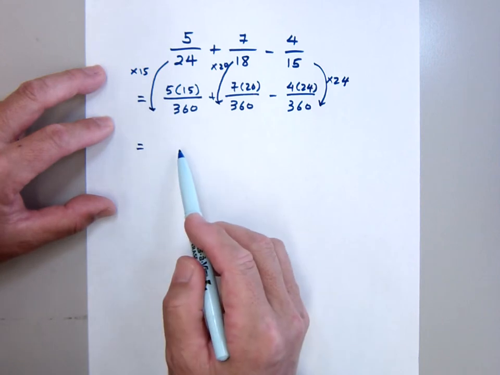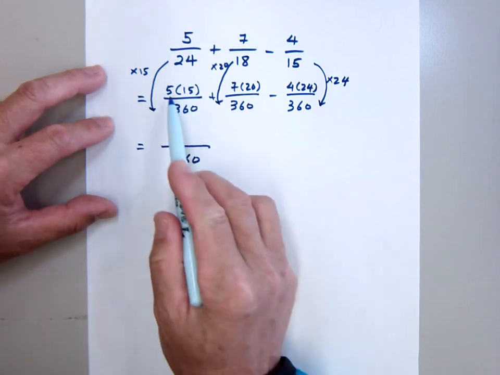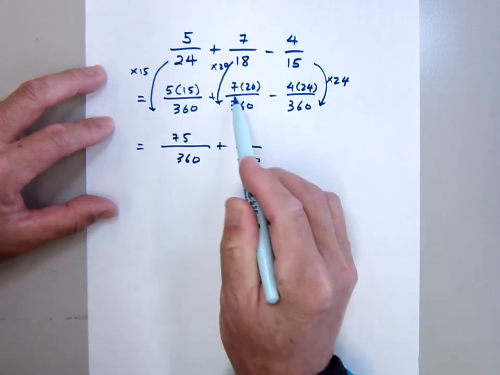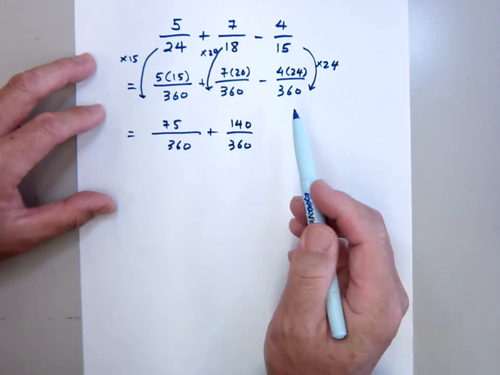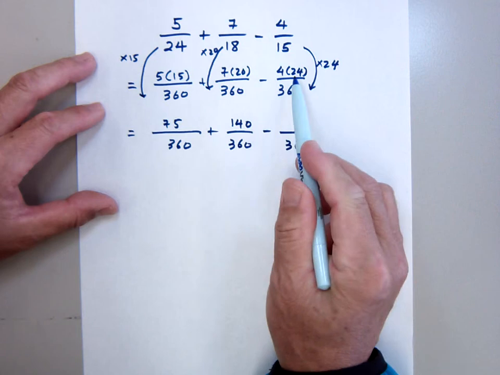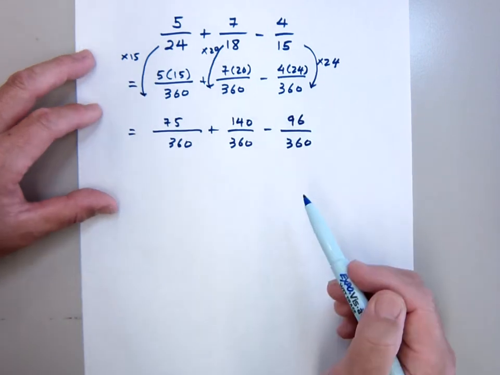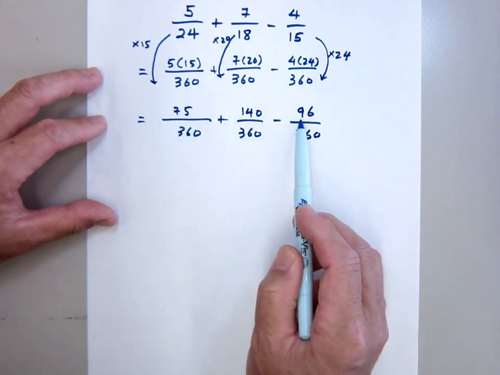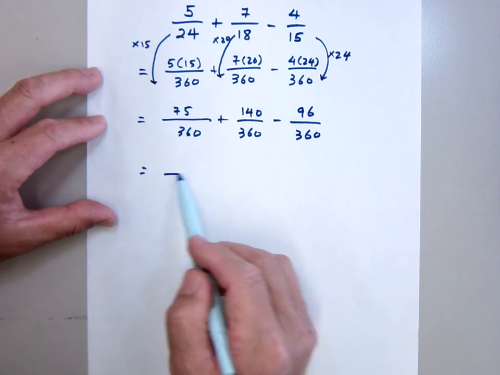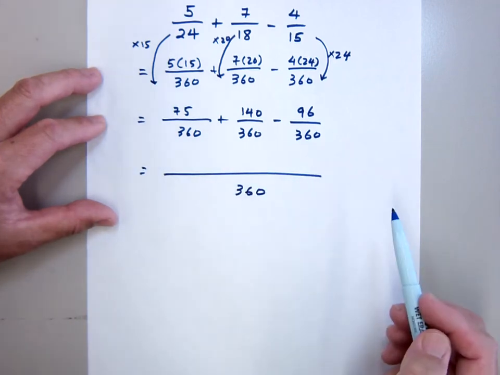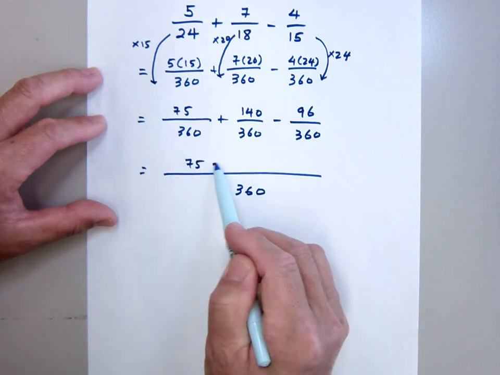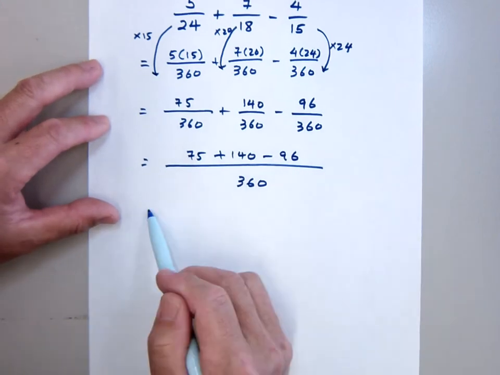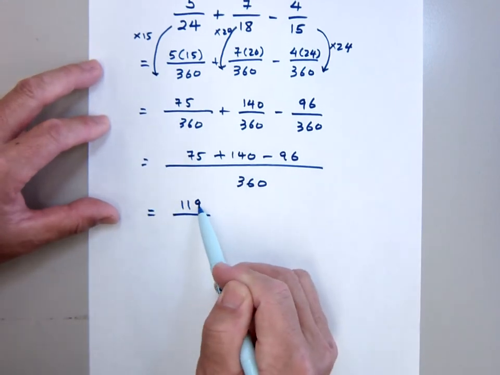Actually, we are almost done here. All you have to do now is multiply 5 times 15, which gives you 75. 7 times 20 gives you 140. And 4 times 24 gives you 96. So the only thing we are left to do is add 75 plus 140, subtract 96. Sometimes I'll write a big single fraction with 75 plus 140 minus 96. If you do this addition and subtraction, you end up with 119 over 360.